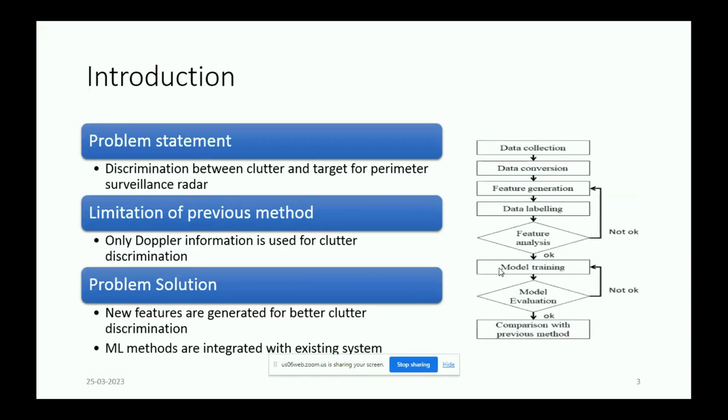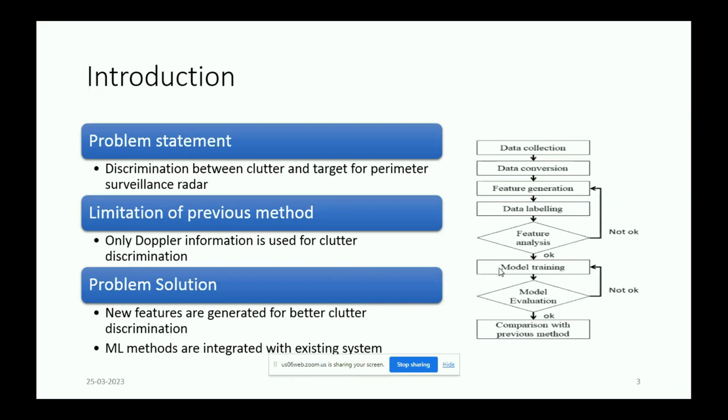As I mentioned, the CFAR and FFT based signal processor was facing the problem with clutter mitigation. The accuracy was not that good. So the problem statement was to discriminate between the ground clutter and the target for perimeter surveillance radar. The limitation was that Doppler information was the only discrimination factor which was separating the clutter from the target.